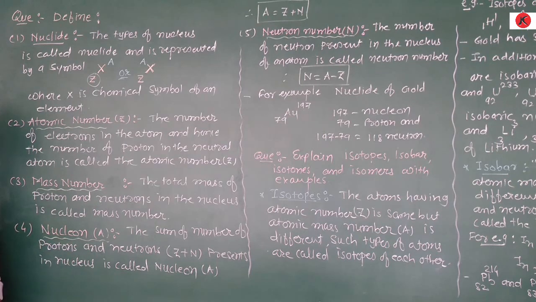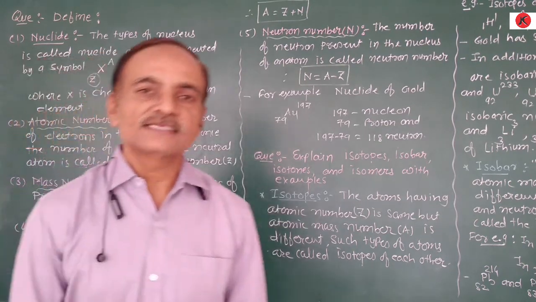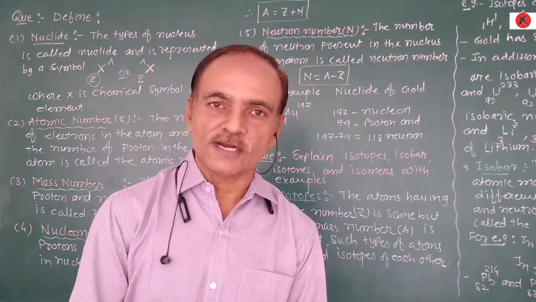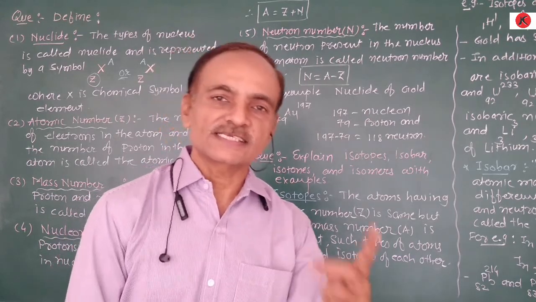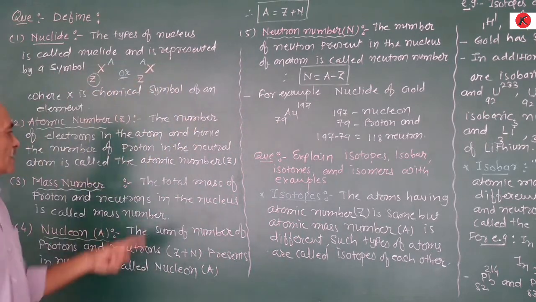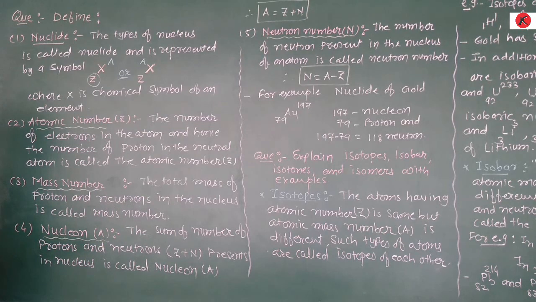What is the mass number? The total mass of proton and neutron in the nucleus is known as the mass number. Already we know that inside the nucleus, positively charged protons and chargeless neutrons are present. The sum of the total mass of protons and the total mass of neutrons is known as the mass number.